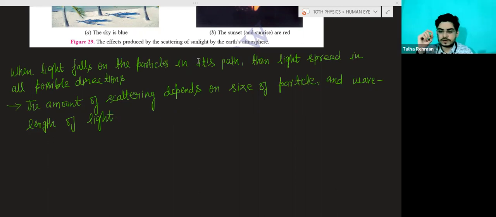So scattering of light is due to the light falling on some particles in its path.